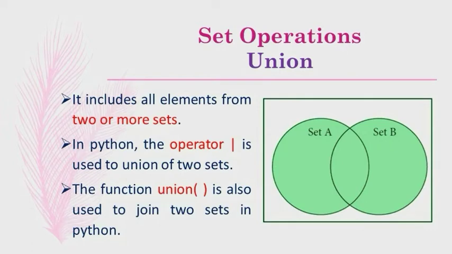The function union is also used to join two sets in Python. You can use the union function also. See here, in this diagram, two sets are given, set A and set B. Union means joining two sets, which means it includes all the elements from two or more sets. So here all the elements are shaded in set A and set B. Let us see one example.